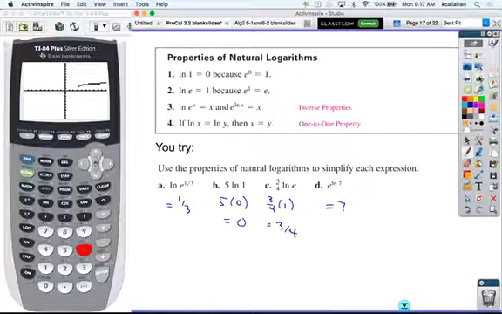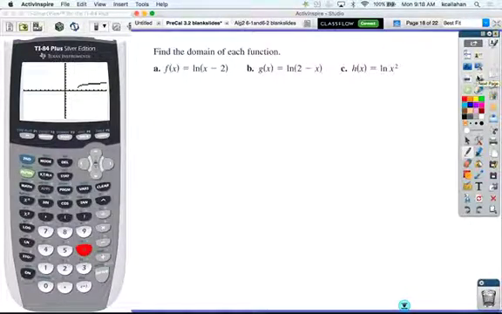Sorry, 3 sides left. So find the domain of each function. So what would be the domain of the untransformed parent function?